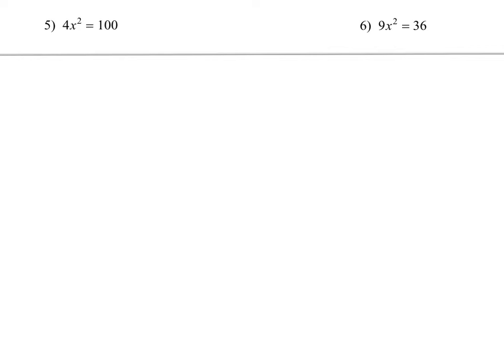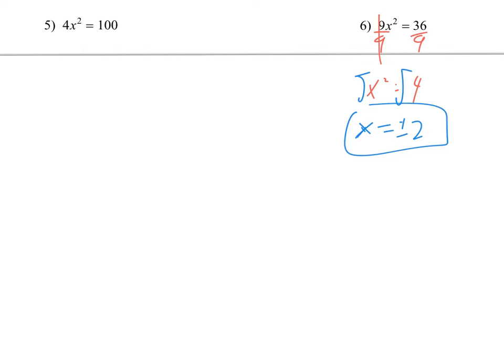All right, next up, number 6. For this one, we have a 9 multiplying out front here. So I first want to get rid of that by dividing it over. That'll give me x squared equals 4. And then I'm going to take the square root on each side. And so x equals plus or minus 2. Since I created the square root, I got to have a plus or minus.